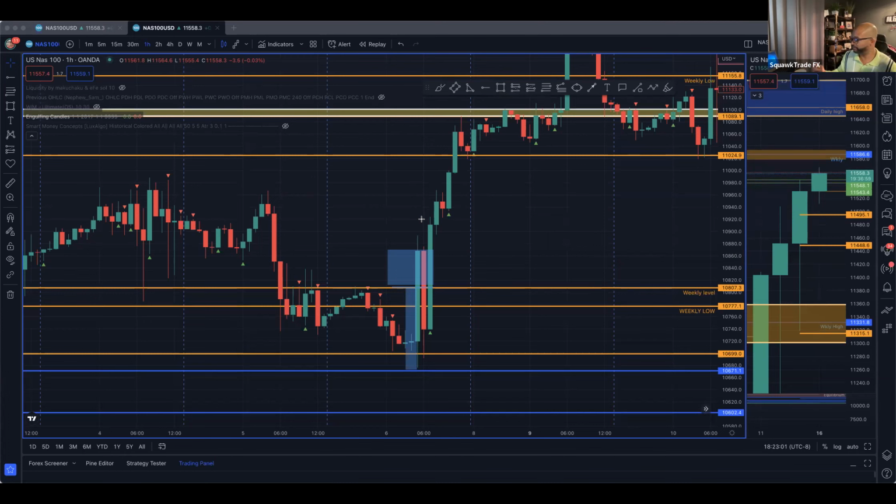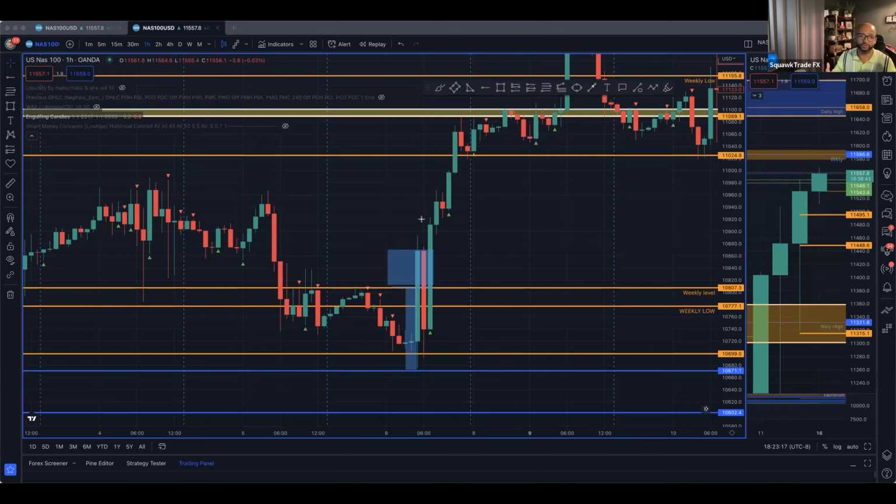Does that make sense, everyone? I know that's a big concept there, but I'm using Asia market to help me with my entry. I don't trade Asia market.